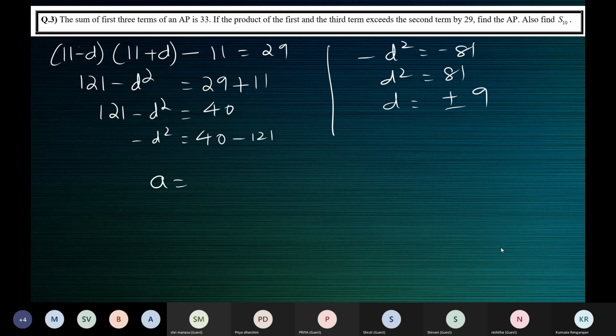a equal to 11 minus d. 11 minus d. Who's that? My savior. Who's that? Priya, ma'am. Priya, thank you. a is equal to 11 minus d.